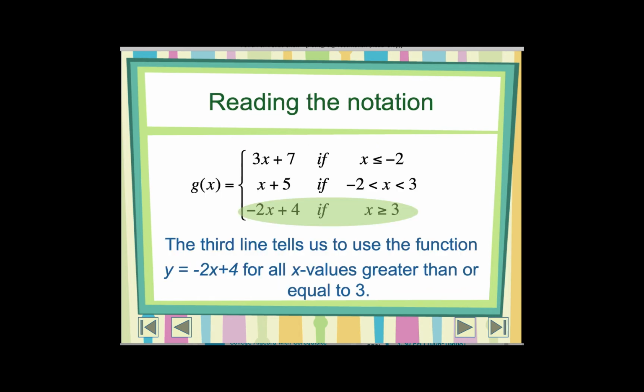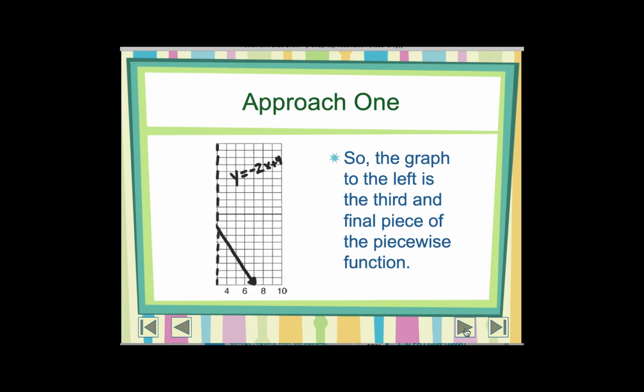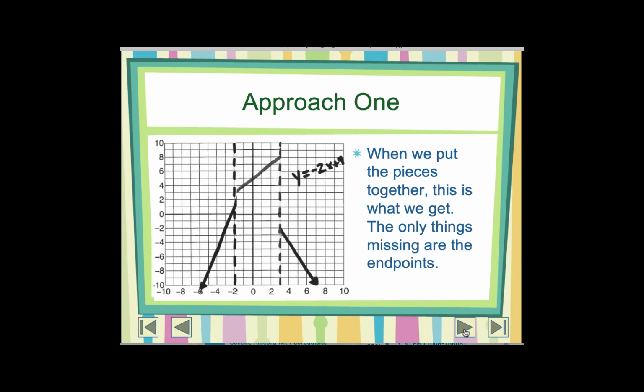The green shaded part is the part of the graph that has x values between negative 2 and 3. Now we have g of x equals negative 2x plus 4 for all of the x values that are greater than or equal to 3. Now we have the graph of y equals negative 2x plus 4 and the graph of x equals 3. We've shaded the part where the x values are bigger than 3. So here's the part of the graph that we are keeping for that third part. And so here's what we get when we put it all together.